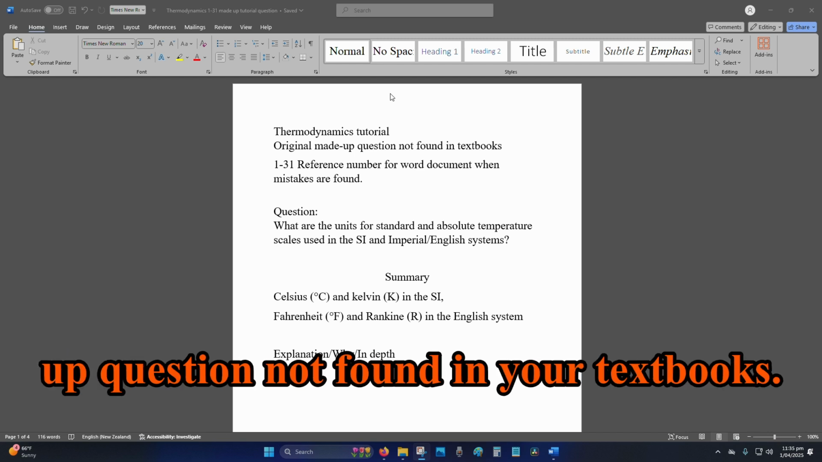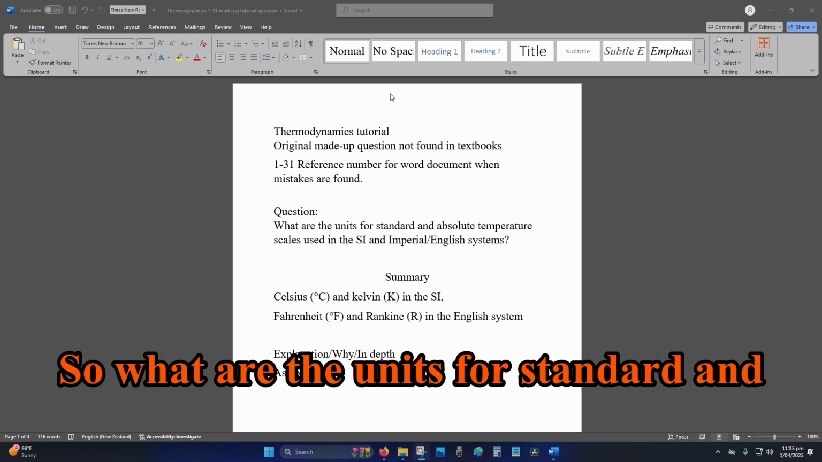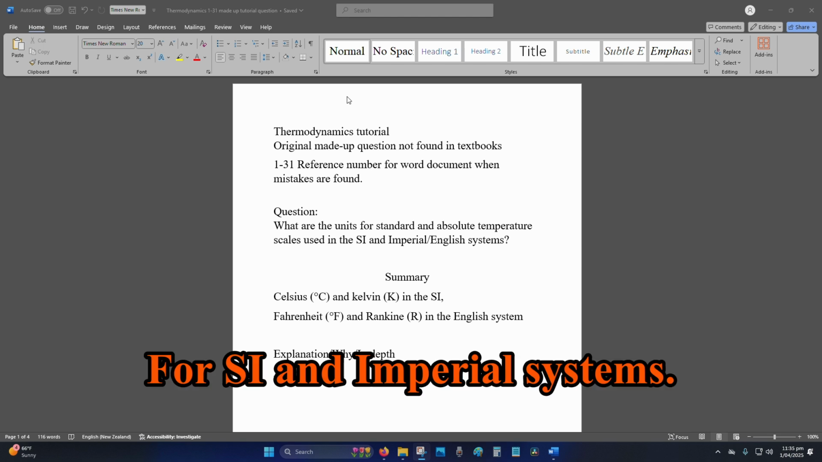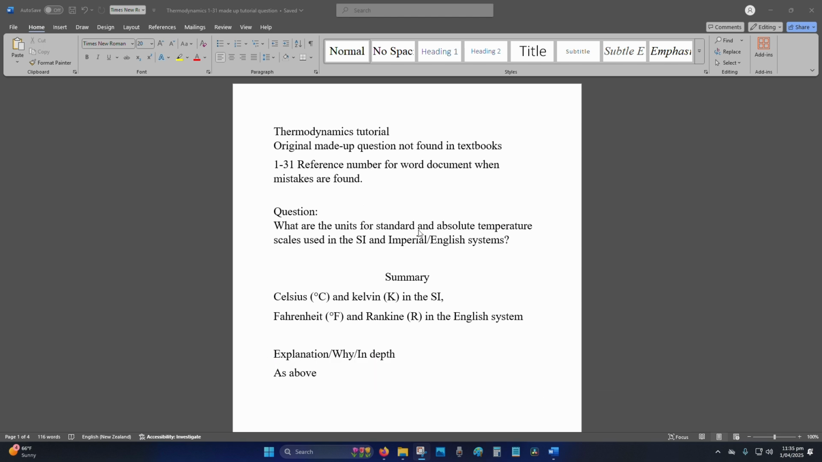This is a made-up question not found in your textbooks. So what are the units for standard and absolute temperature scales for SI and Imperial systems?